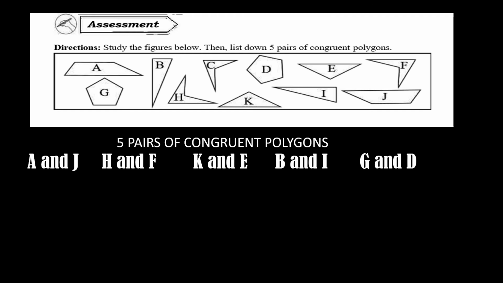Now, let's go on the assessment. Study the figures below. List down the 5 pairs of congruent polygons. Okay, what are those polygons that are the same or congruent? When you say congruent, they have the same size and the same shape.